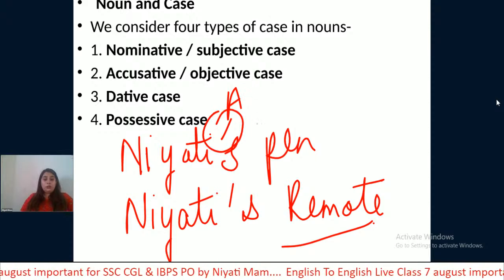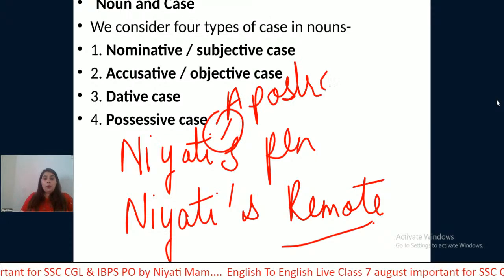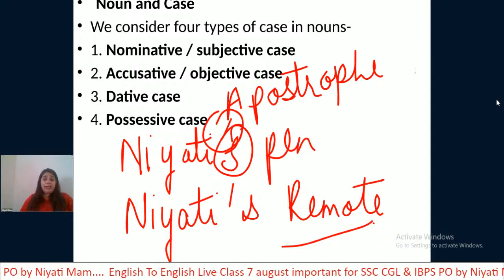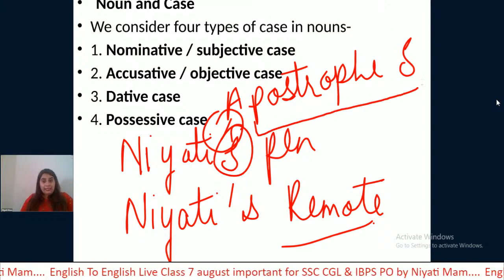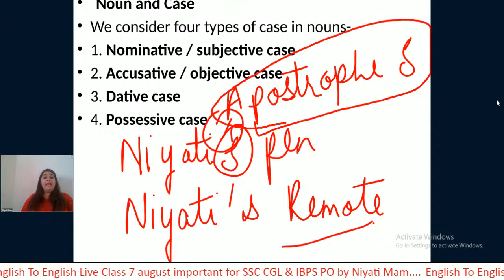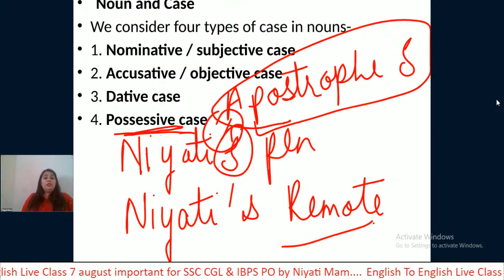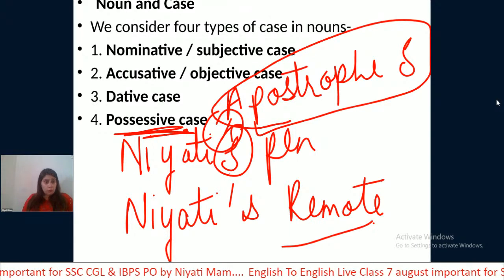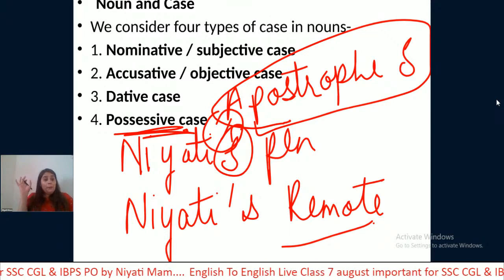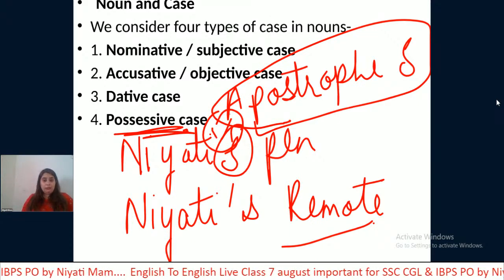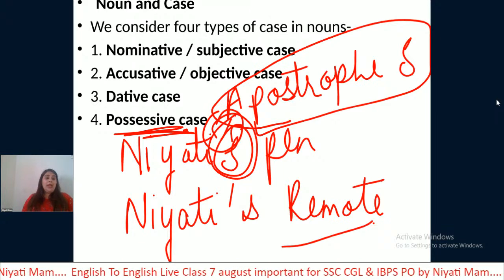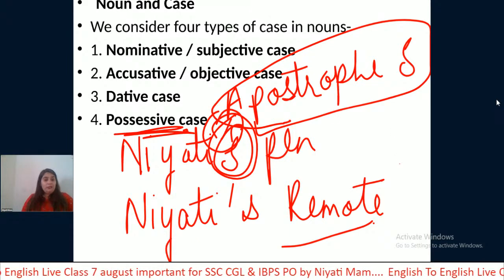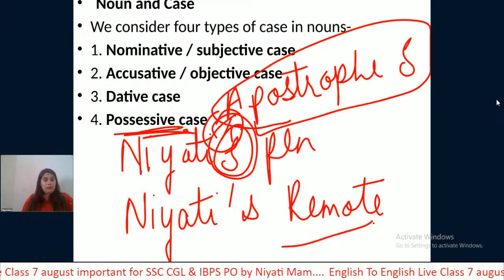This comma is known as an apostrophe, and after that it is followed by S. Apostrophe S is used to represent the possessive case of a noun. We can show the possession of a noun by adding apostrophe S after the noun. Is that clear to everyone? Are you getting my point here?